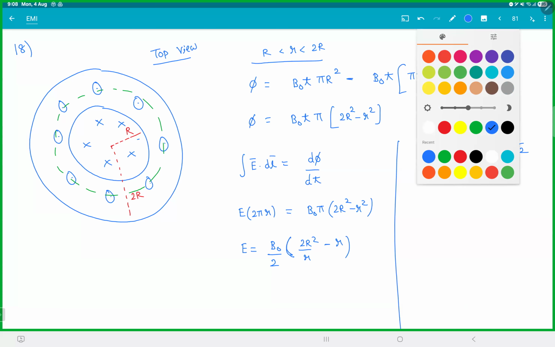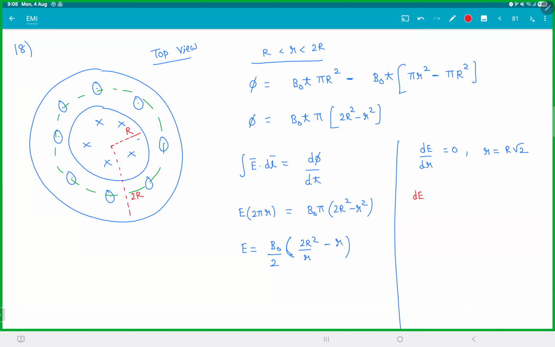Then, if you also notice something here, you will need this for the graph purpose. B naught by 2, that will become minus r times 2R square by small r square minus 1. Look at this. The slope is negative. And as small r increases, it is decreasing in magnitude.